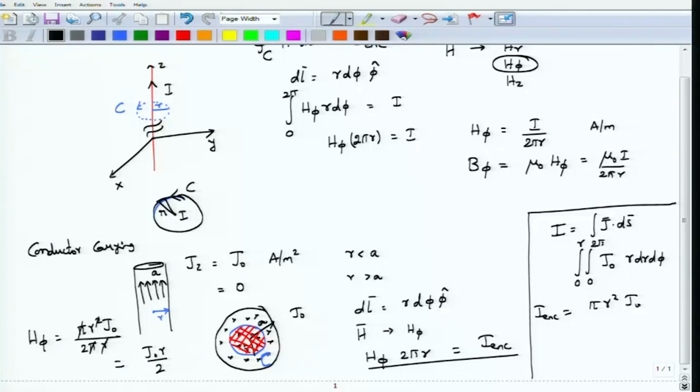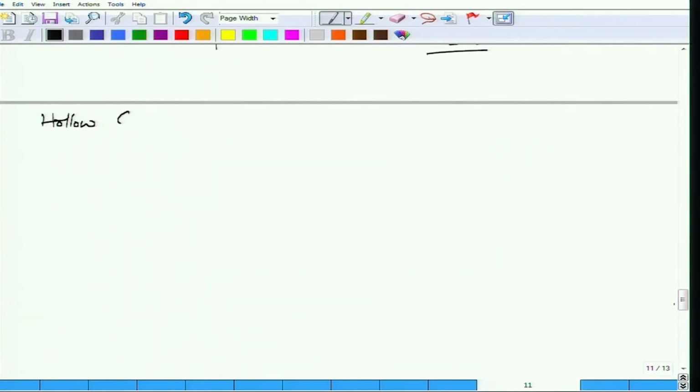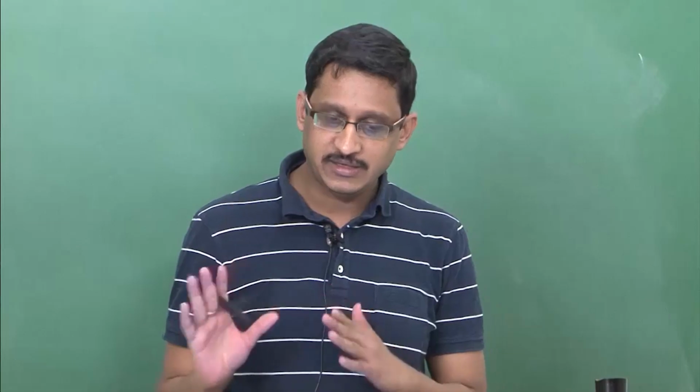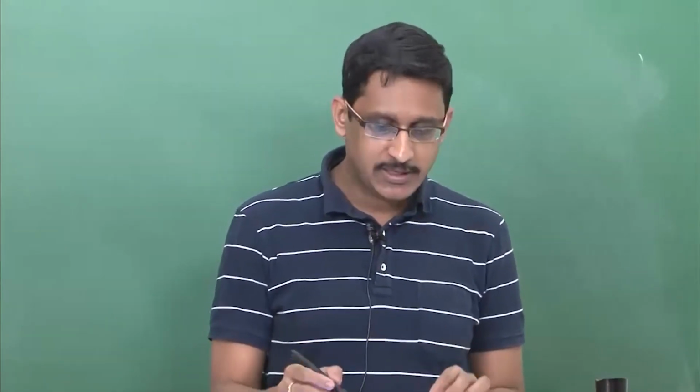Let us look at a third and a final example of what is called a hollow cylinder. Two such hollow cylinders will actually give us the coaxial cable. We will not discuss the coaxial cable now because we want to keep that for the inductance calculation, but before that you need to know how the field of a hollow cylinder works. So what is a hollow cylinder?